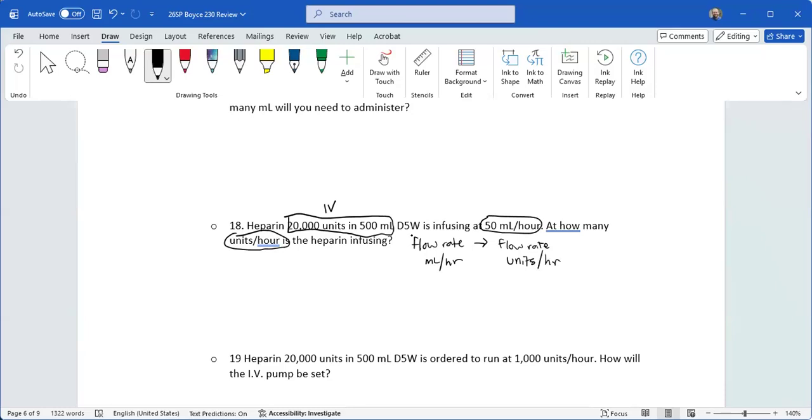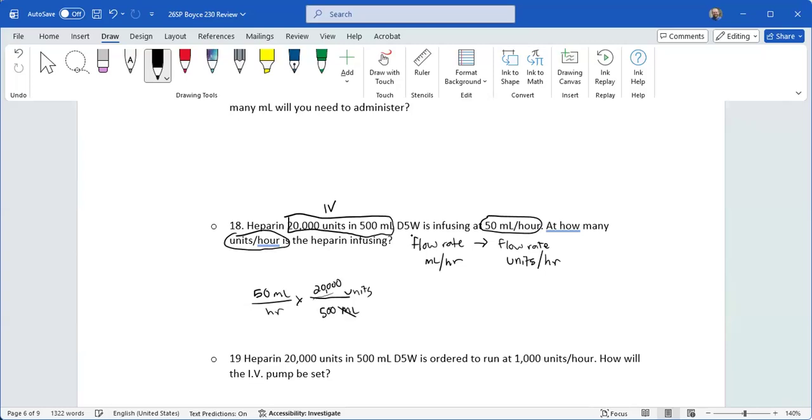So this is where feeling pretty solid about dimensional analysis really helps out with questions like this. I typically start off with the 50 mL per hour. And then I ask myself, what am I trying to do? I'm trying to convert milliliters to units. And I can, because in my IV, I have the 500 milliliters and I have 20,000 units.